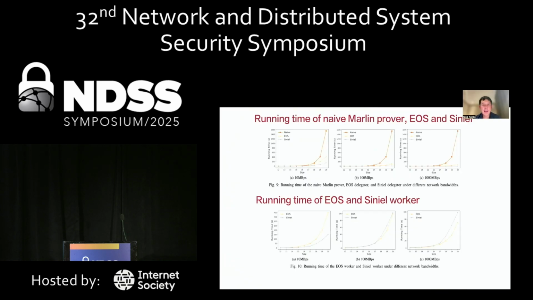And finally, this is our implementation. We implement and measure the running time of the naive Merlin prover, EOS, and Sinilel, and also the running time of the EOS and Sinilel workers, and these figures are the results of the implementation.